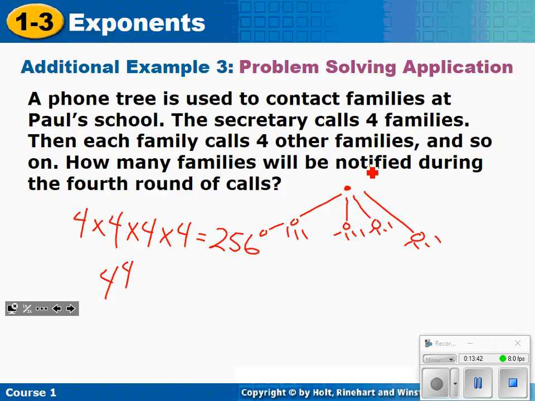This is a word problem. What do I have to do? Label. I need a label. How many families? 256 families. Okay? Make sense to you? All right.